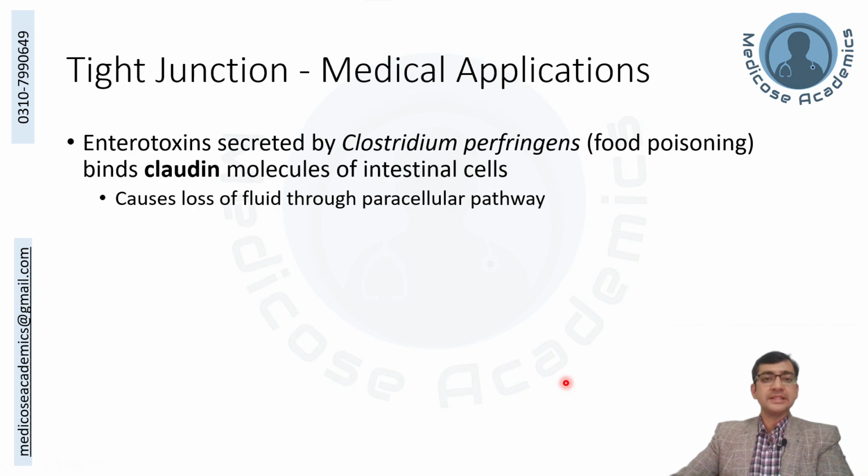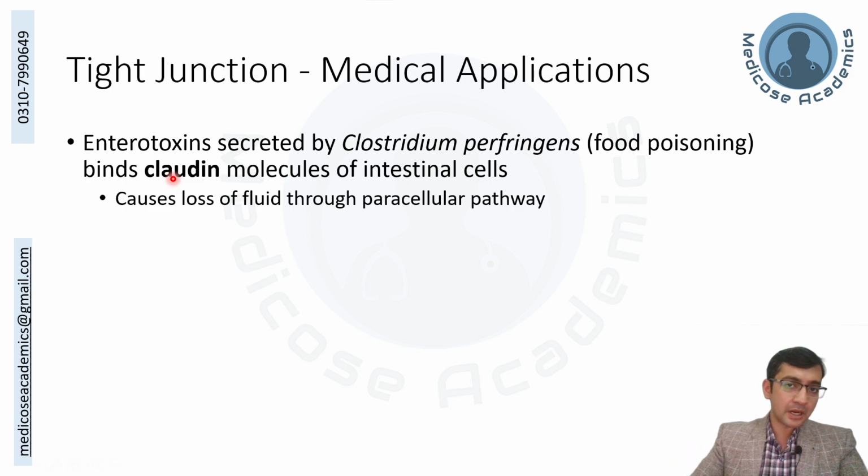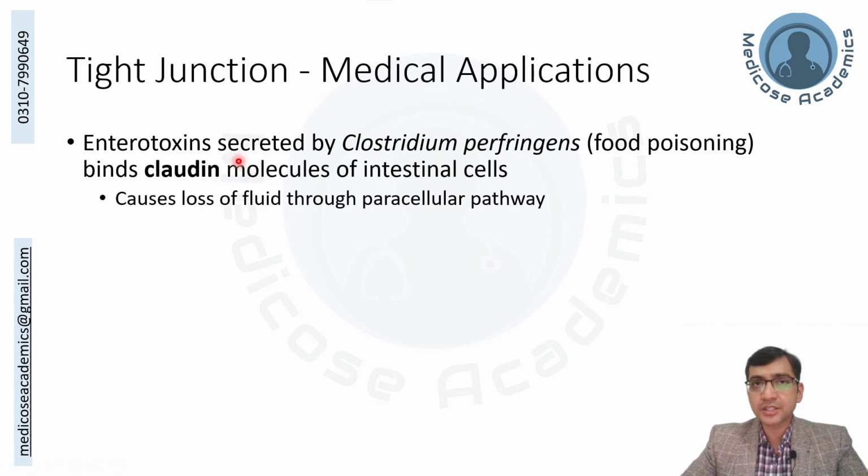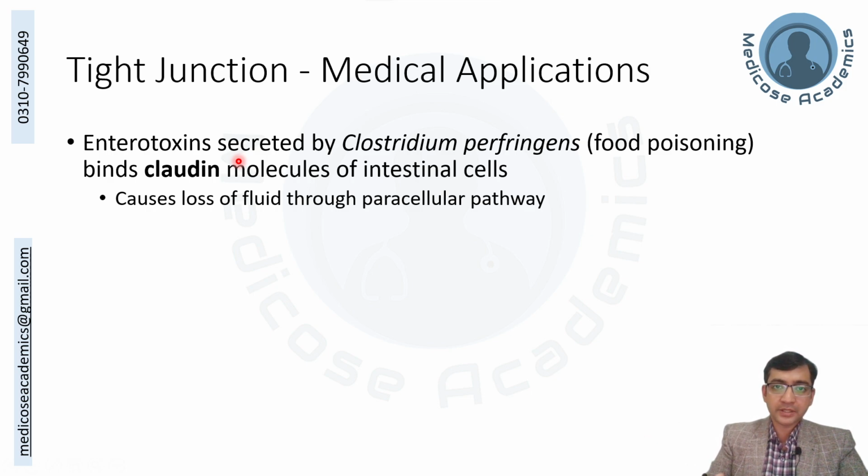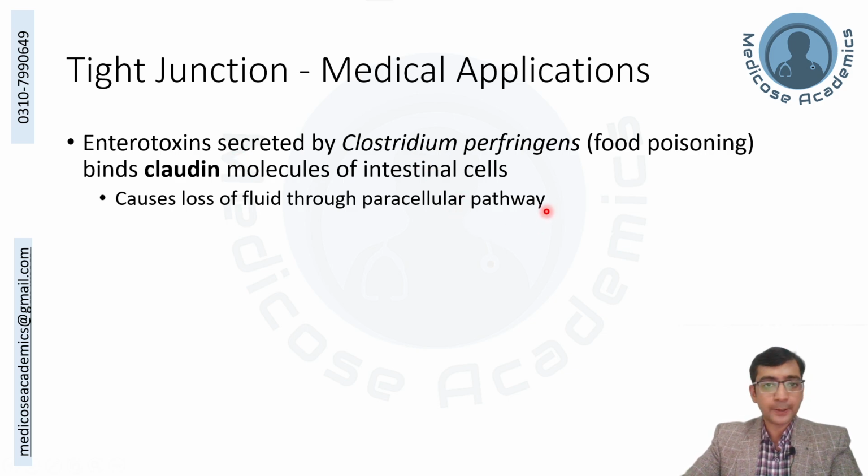Applications: some diseases, like food poisoning caused by Clostridium perfringens. This is caused by an enterotoxin produced by this organism. This enterotoxin may bind to the claudin molecules of intestinal cells and alter their structure, leading to some loss of function, so those tight junctions cannot perform their function as well. The fluid is lost through the paracellular pathway into the intestinal tract, which leads to the symptom of diarrhea.